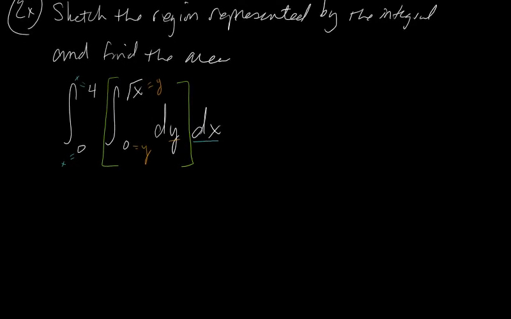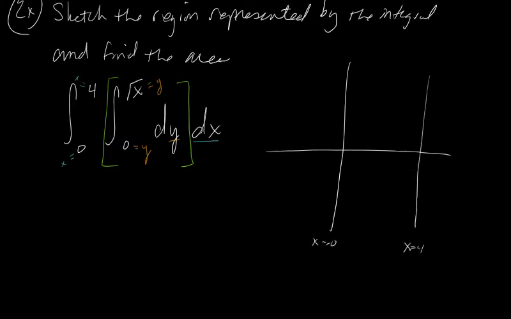So let's go ahead and sketch those. We've got x from 0 to 4, so this is x equal to 0 here, and I'll put x equal to 4 here. Then I've got y equal to 0, which is of course here, and y equal to the square root of x. Well, the square root of 4 is 2, so that'll be about there, and it's going to look like this. And so this is y equal to the square root of x. So this is our region right here. So there's the sketch of our region.